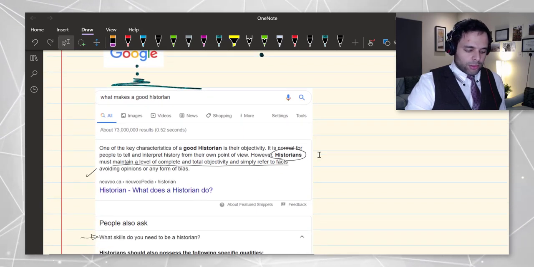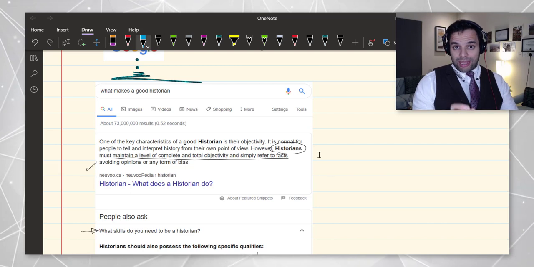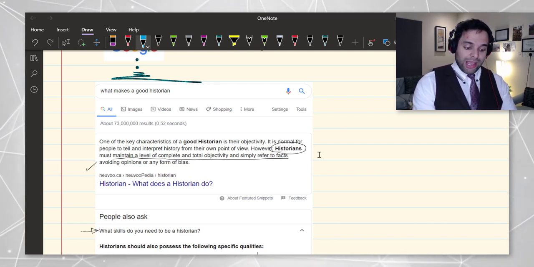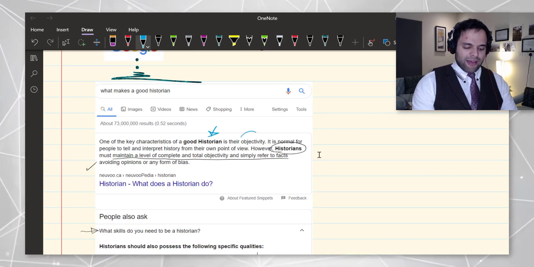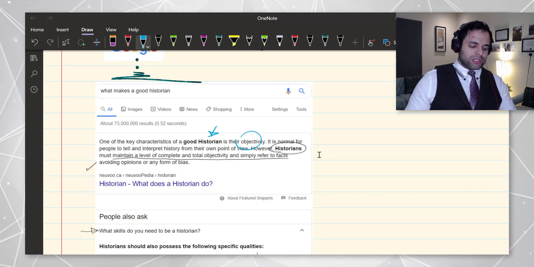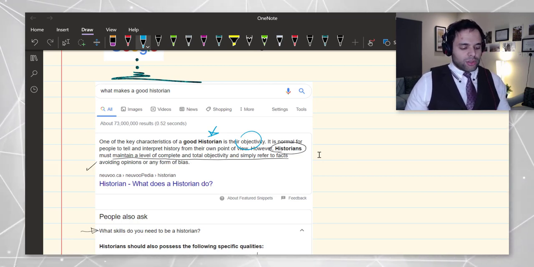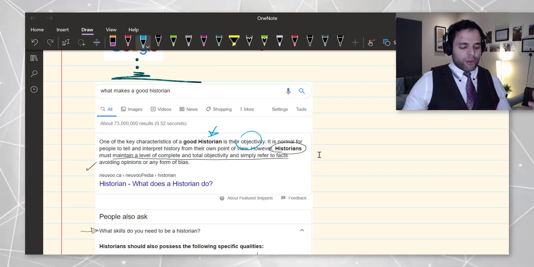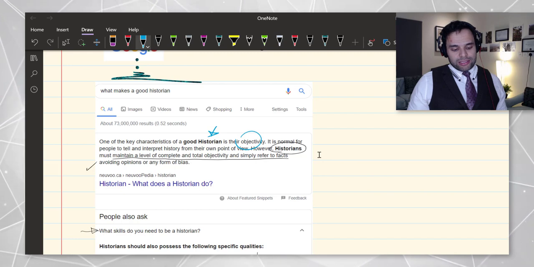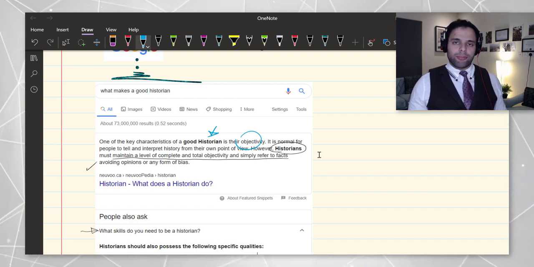Let's ask Google. According to Google, one of the key characteristics of a good historian, we're talking about historian, not just a clinical historian, right? Not a physician, a historian. You have to kind of have this objectivity. It is normal for people to tell and interpret history from their own point of view. However, historians must maintain a level of complete and total objectivity and simply refer to facts, avoiding opinions of any form and any form of bias.